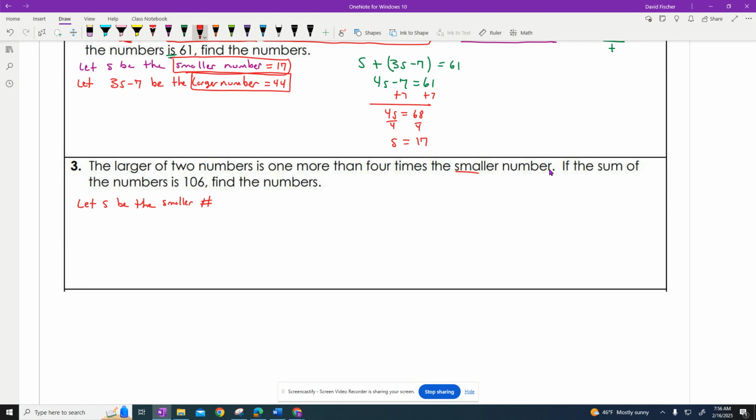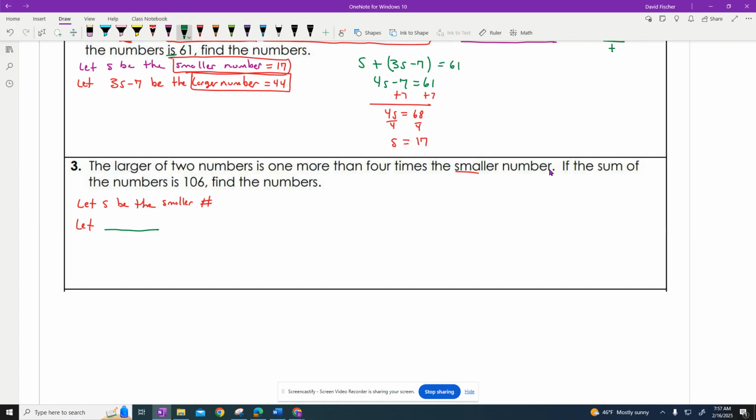All right, see if you can write the let and then use this rule here. The larger of the two numbers is 1 more than 4 times the smaller number. So let's see if you can write that real quick. I want to pause for a second here. You give it your best shot to show that 1 more than 4 times the smaller number.